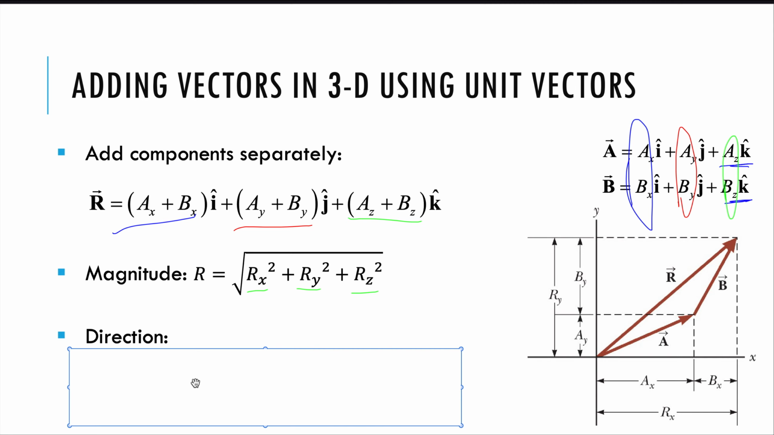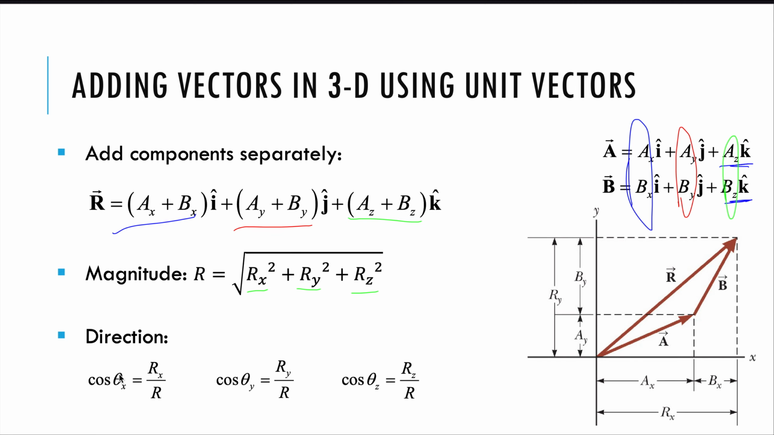Now to specify the direction of your vector r in 3 dimensions, you're going to have to specify relative to which axis. So for instance, this would be theta x, relative to the x-axis. And so to find theta x, you would do the inverse cosine of Rx over R. And if you wanted to specify the direction relative to the y and the z-axis, then you would use the corresponding equations here. So this is how we add vectors in 2 or 3 dimensions, and we will do an example in the guided example video that follows.